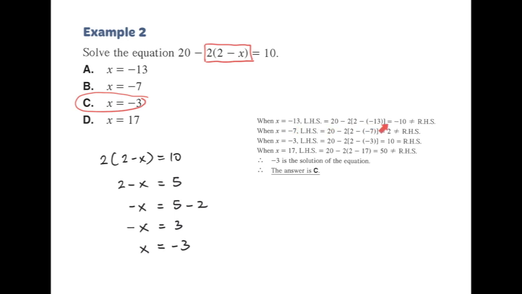It gives 20 minus 2 times bracket 2 minus negative 13. The result will be negative 10, not equal to the right-hand side. So option A is not the answer. Come to option C. Substitute x equals negative 3. You will find that the left-hand side equals the right-hand side, and C is the answer. You will get the same answer no matter which method you choose.